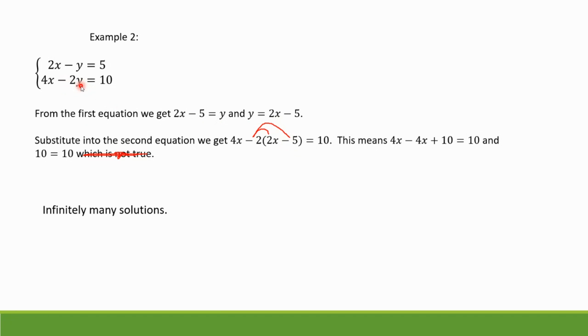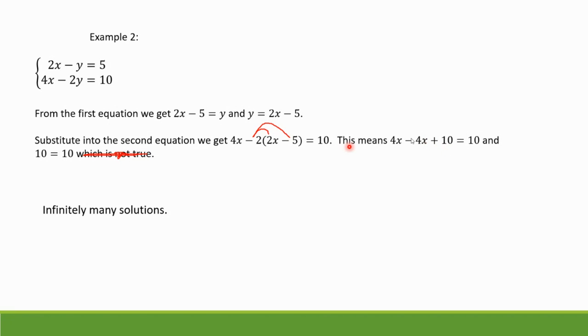So we get 4x minus 2 times y, which is 10. Plug this y into it. We get 4x minus 2 times 2x minus 5. Just like before, we distribute the negative. And this will equal 10. And what we get is 4x minus 4x plus 10 equals 10, as we can see.